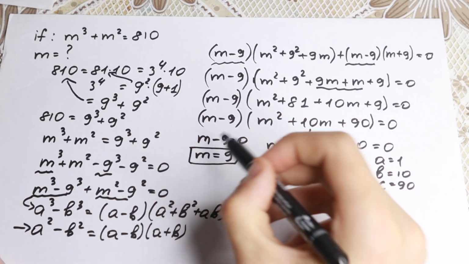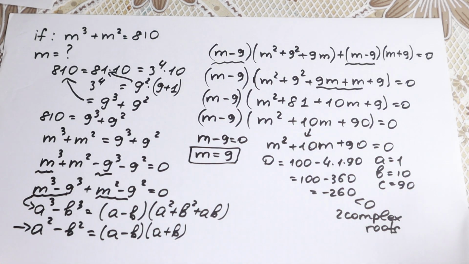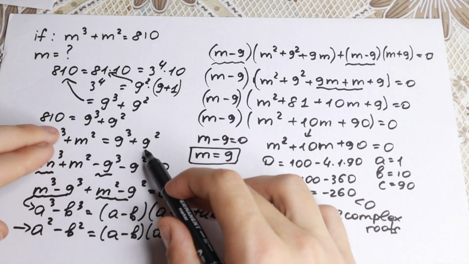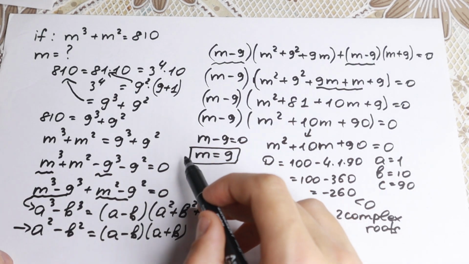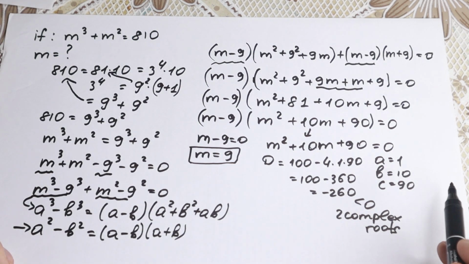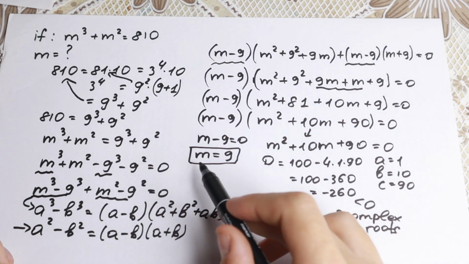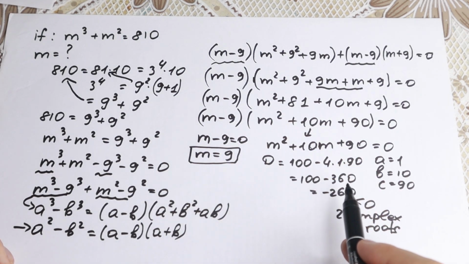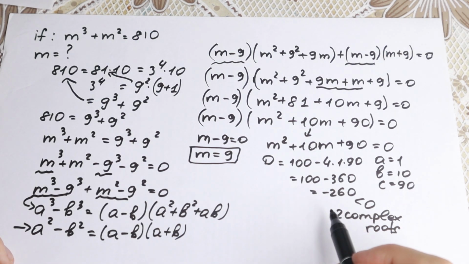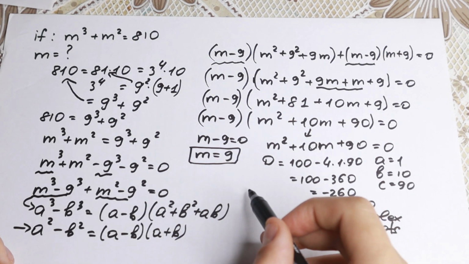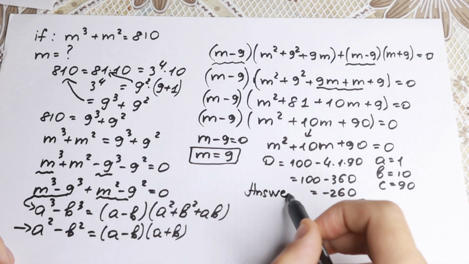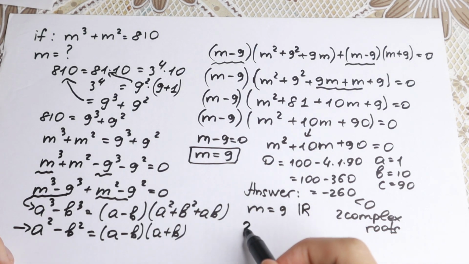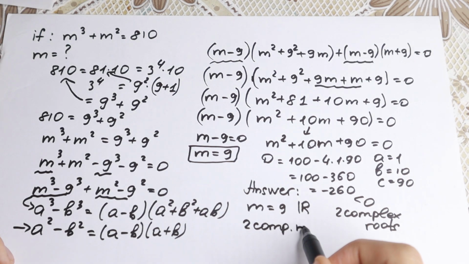It looks like our answer after all these steps. I want to mention one really interesting moment: right here you can easily see this answer, because m cubed, 9 cubed, m squared, 9 squared. But you cannot write it in this way, by inspection, because we need to show that this is a product and this parenthesis equal to 0. This is my approach. Right here, two complex roots. So as our answer, I want to write the following: m equals 9 as the real root, and of course two complex roots.